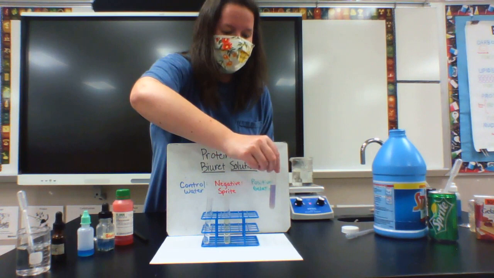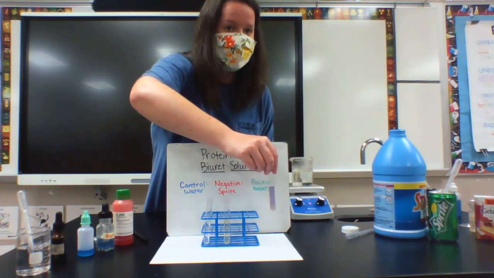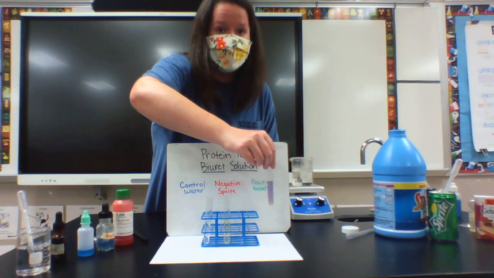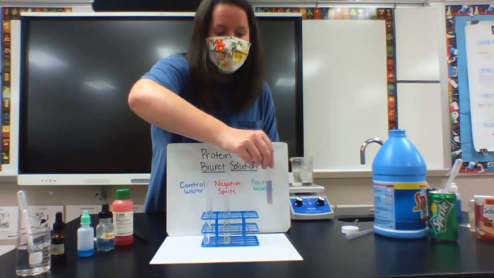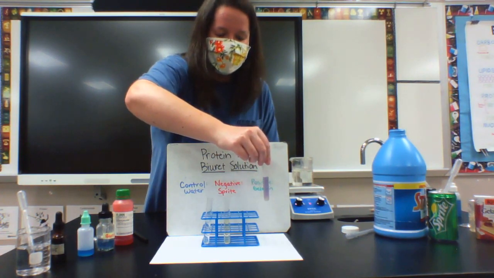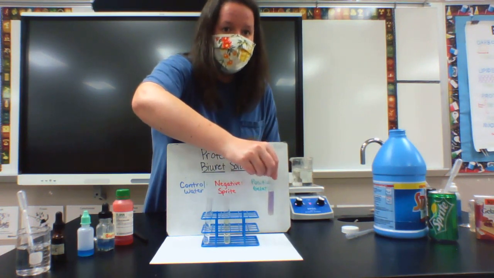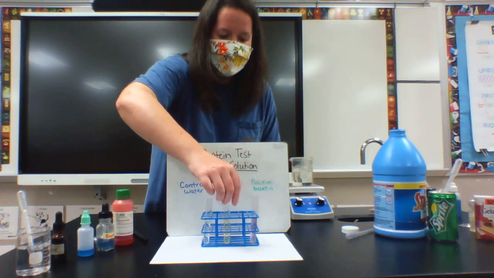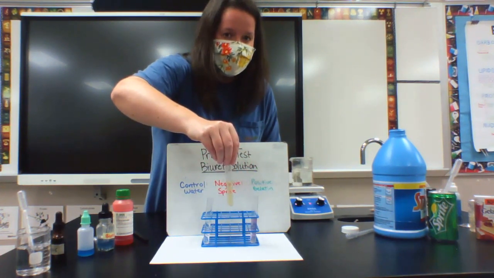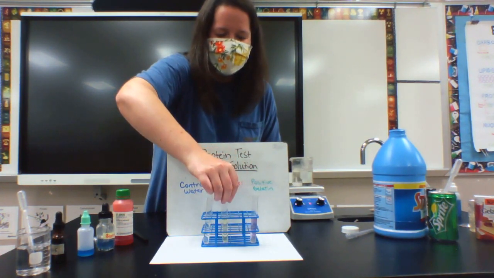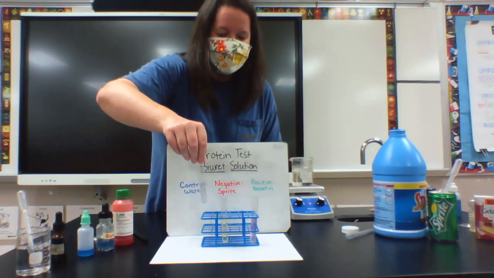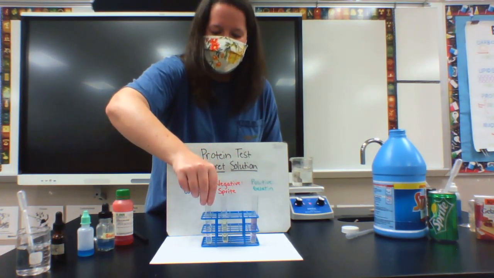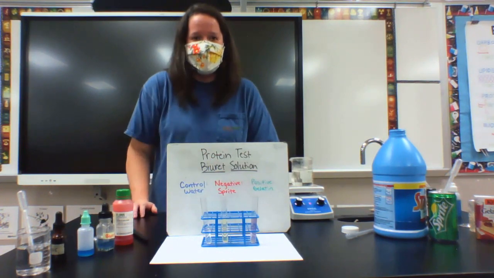So gelatin contains protein. Gelatin is a protein. When biuret solution mixes with protein, it turns purple, and that gives us the positive result. So purple is positive for protein. Gelatin is protein. The Sprite is negative. It's just a yellowish color. And then also water is negative, more clear than anything. On to the next test.